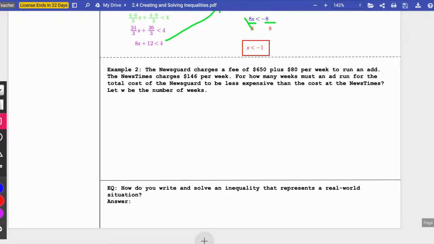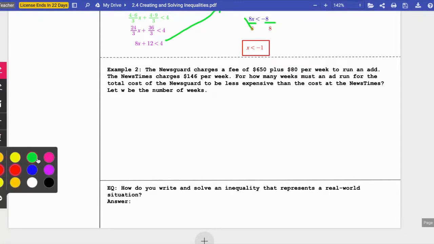We're going to use that same strategy, but the key here is less expensive, which means that it's not going to be the same cost. It's going to be strictly less than, which means the symbol that we're going to use to separate them is going to be different. So let's start by going through highlighting our important information.